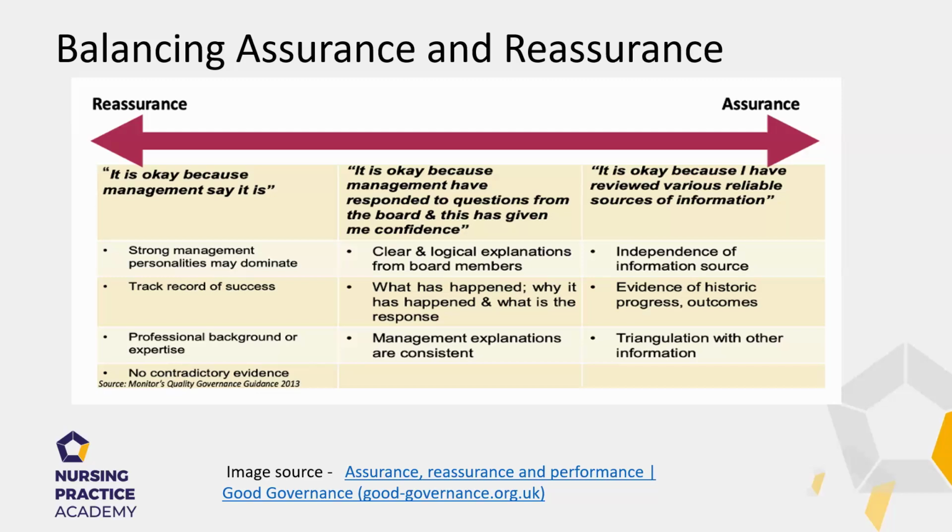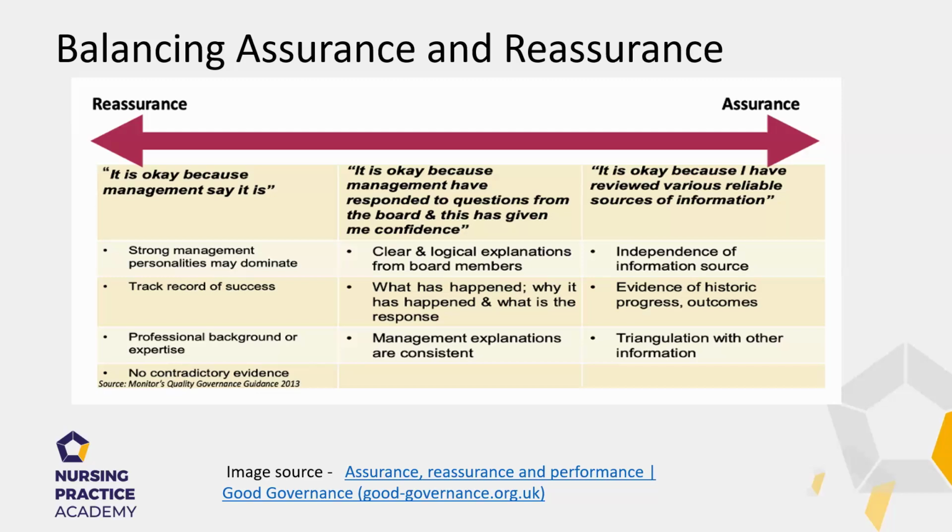At the other end, if you've got independence of information source, so for example, your audits have been done by an outside body. If you think of decontamination, you have the Joint Accreditation Group, the JAG, that come in to do the accreditation for the endoscopy services. That would be an independent information source, which is strong assurance because of their independence.